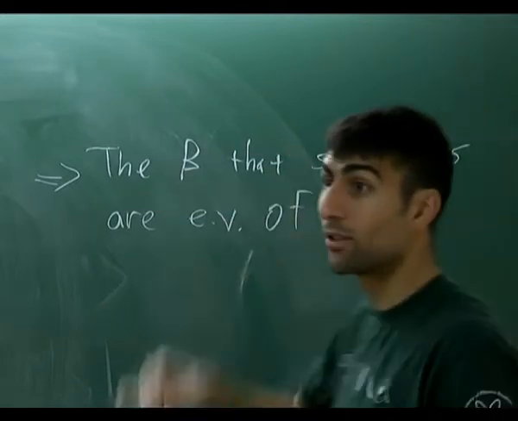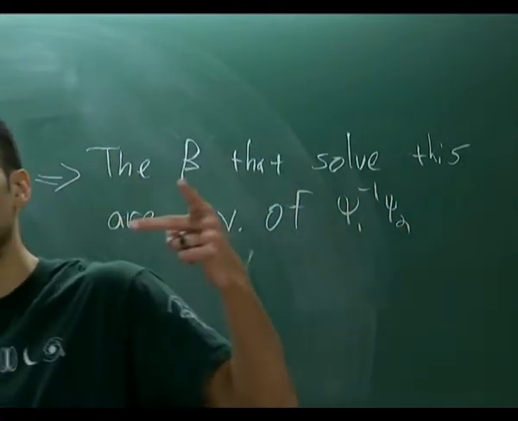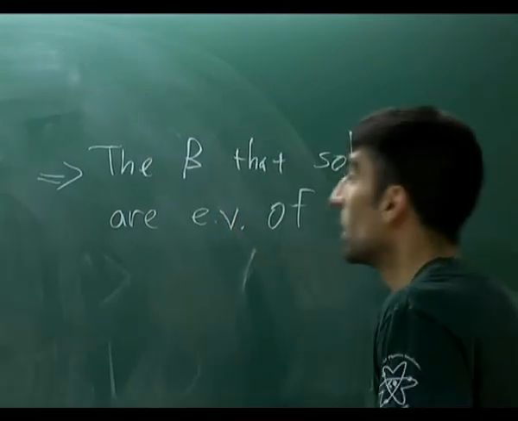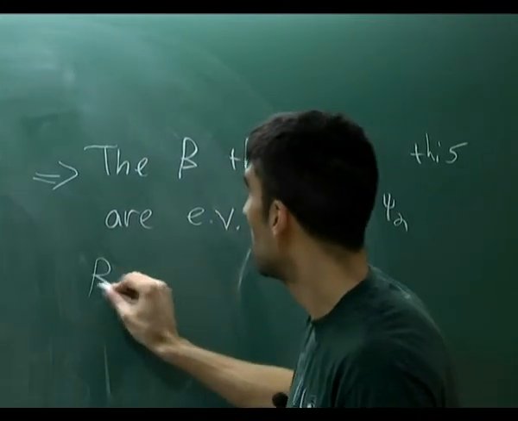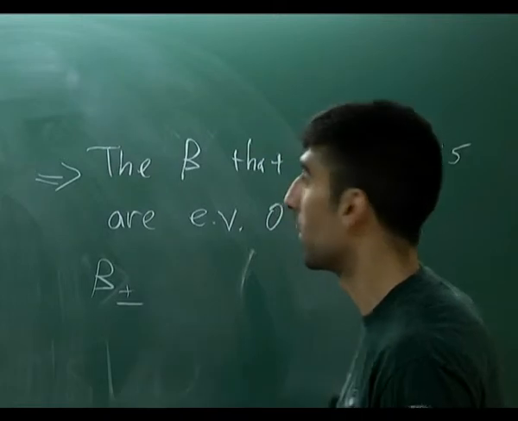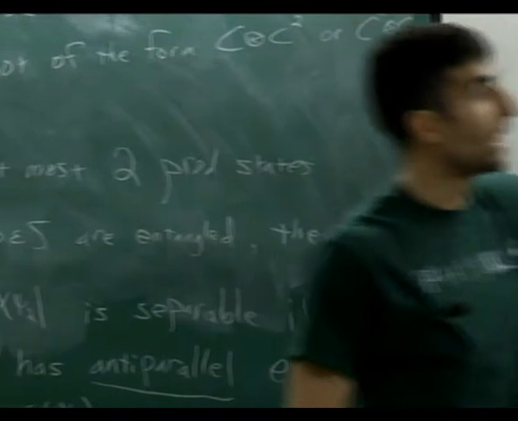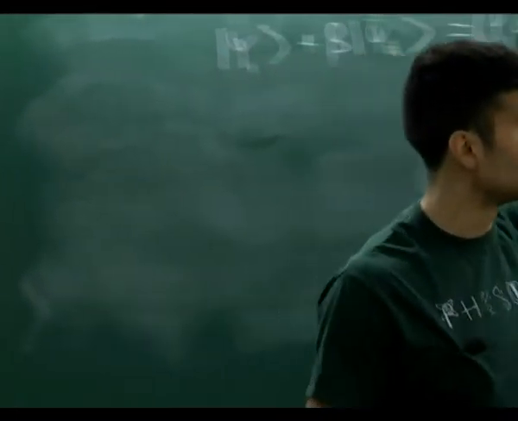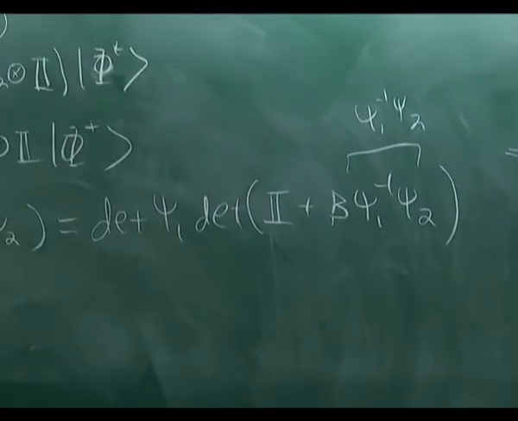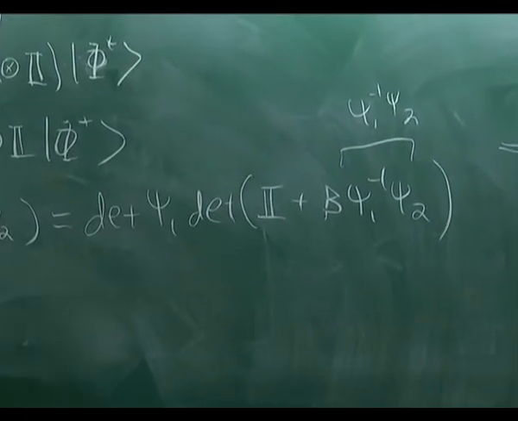And this is a 2 by 2 matrix, so we know it has at most 2 eigenvalues. That means that beta can either be beta plus or minus. And this actually proves the first property, because we're saying that S contains at most 2 product states. A necessary condition is that this must vanish, which means that we must choose beta such that this is solved, and there are only at most 2 solutions, because we're just computing eigenvalues of a 2 by 2 matrix.